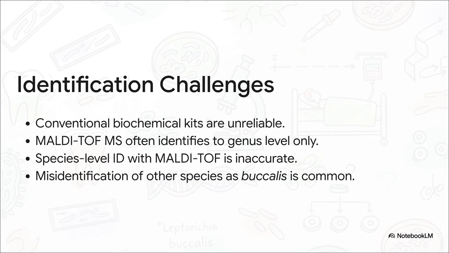Even MALDI-TOF MS, our go-to workhorse, often only gets you to the genus level. A species-level ID with MALDI really depends on your database version, and frankly, it's often inaccurate. We see it all the time. Other species like Leptotrichia trevisani getting misidentified as Leptotrichia buccalis.